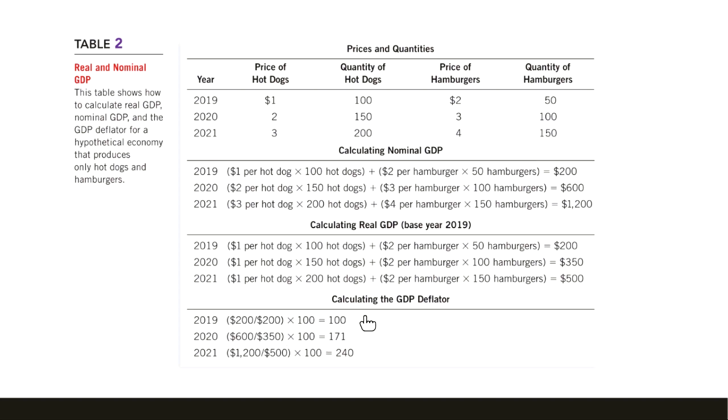However, where we do see inflation take over is when we look at 2020 and 2021. When we set that nominal GDP over real GDP and multiply it by 100, we get a GDP deflator of 171 for 2020, and we get a GDP deflator of 240 for 2021. And so what that's telling us is that there is a ridiculous amount of inflation distorting the nominal value of our GDP. In this case, the inflation accounts for 2.4 times the number of the difference.